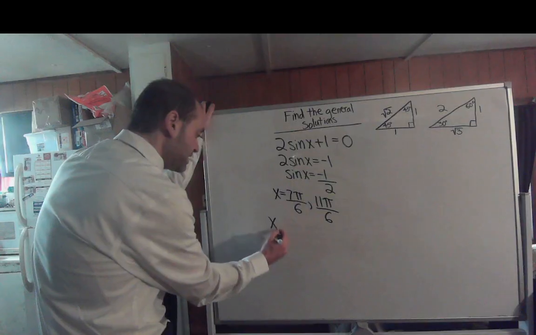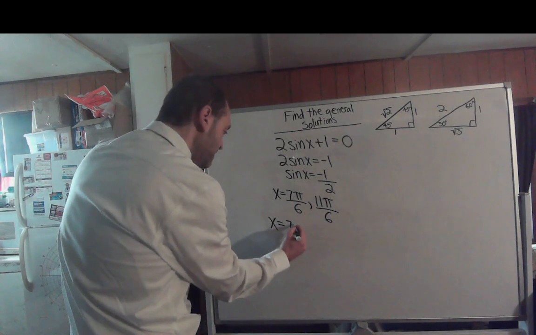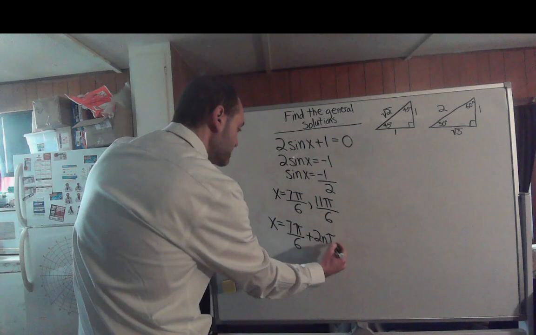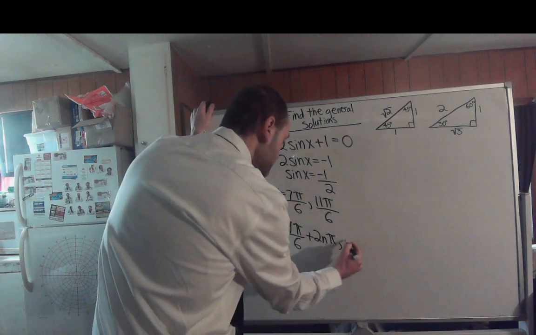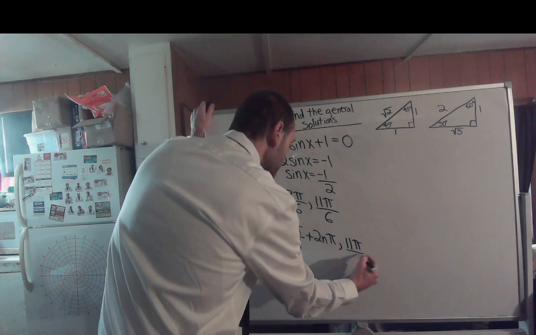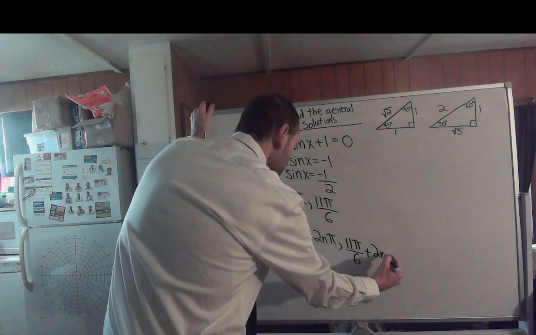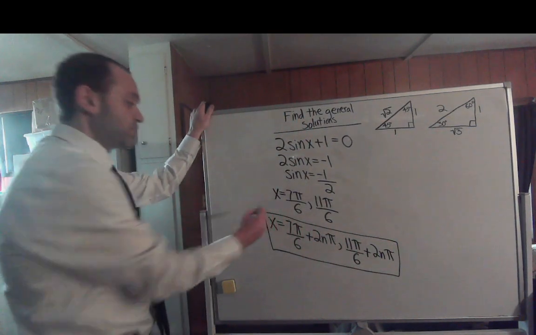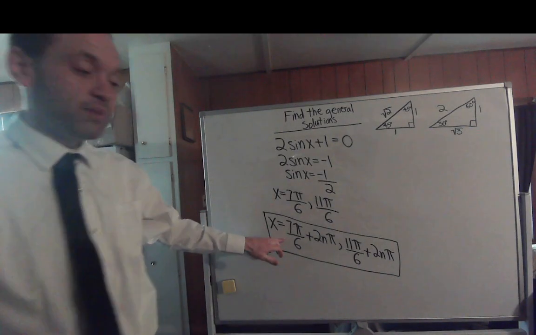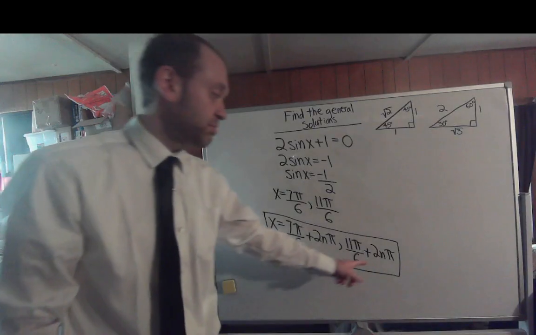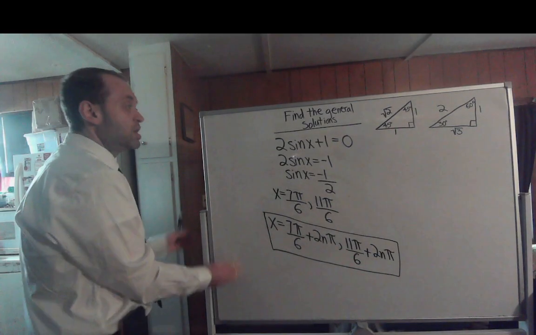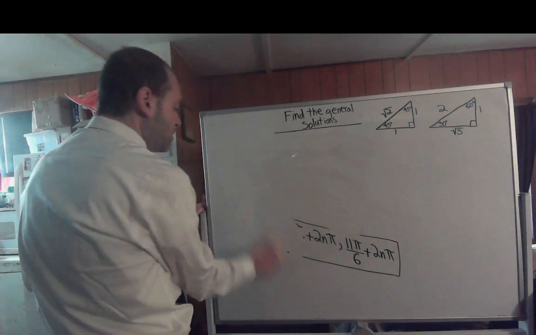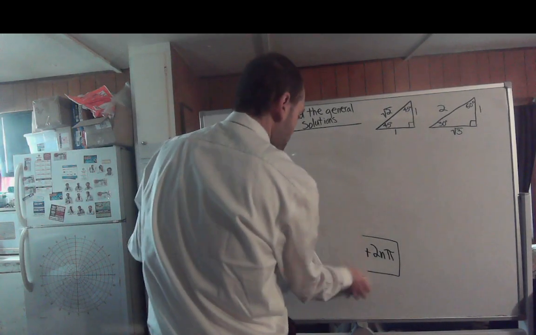So you have to write two general solutions. X would equal 7 pi over 6 plus 2n pi because the period of the sine function is 2 pi. And then you'll also have 11 pi over 6 plus that 2n pi. So your two general solutions are x equals 7 pi over 6 plus 2n pi and 11 pi over 6 plus 2n pi. Alright, so that's it for the single trig function linear. We're going to slowly transition into higher power ones for today.